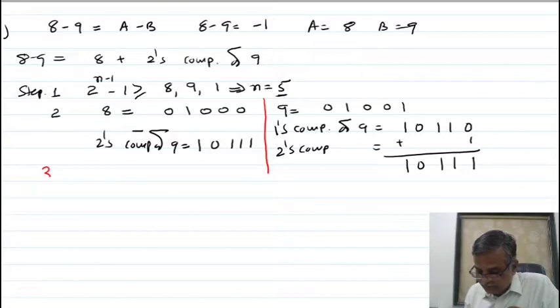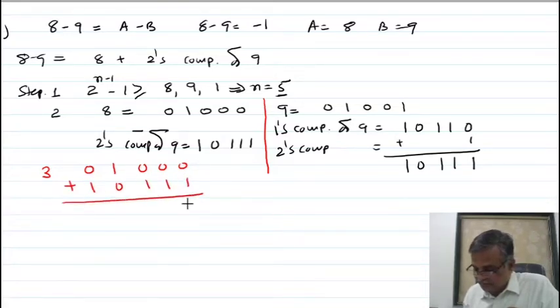Now third step, do the addition. 0, 1, 0, 0, 0 plus 1, 0, 1, 1, 1 gives 1, 1, 1, 1, 1.